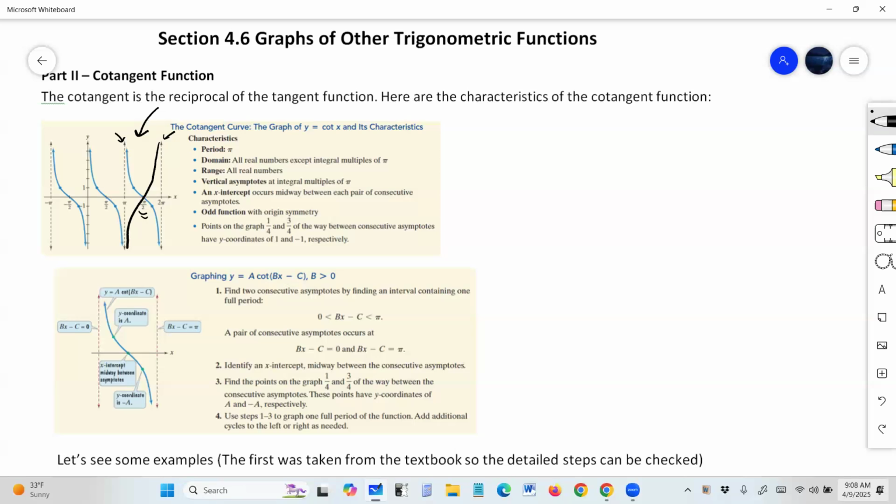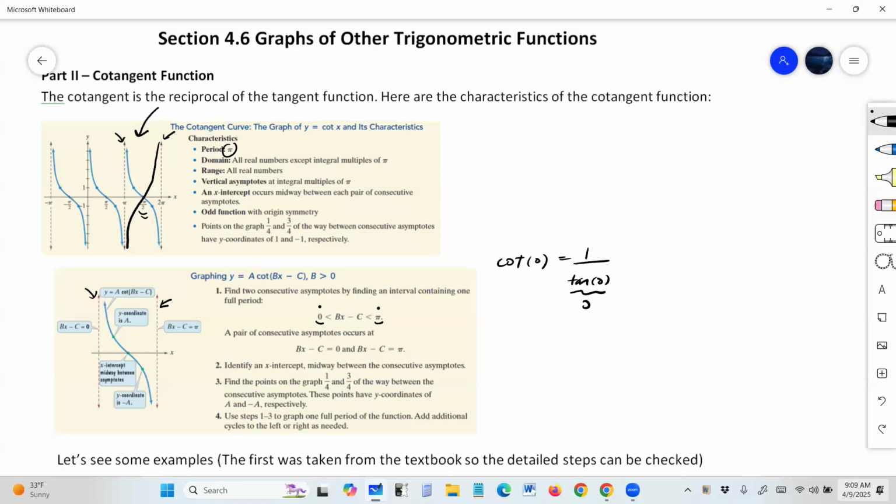The period is pi, as you can see here, but it varies from 0 to pi instead of negative pi over 2 to pi over 2, because cotangent is undefined at 0 and pi. For example, cotangent of 0 is 1 over tangent of 0, and tangent of 0 is 0. So obviously cotangent of 0 is undefined, but as it approaches 0, we get one of the asymptotes, and as we approach pi, we get the other asymptote.